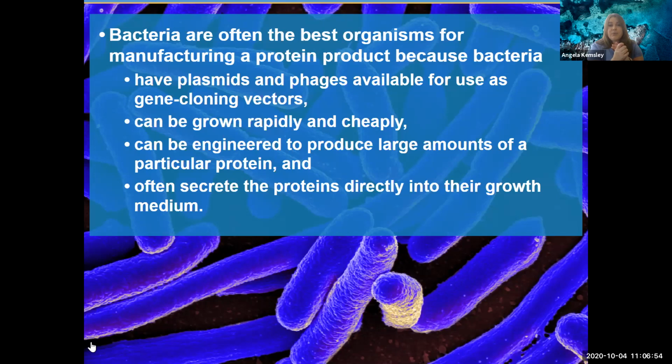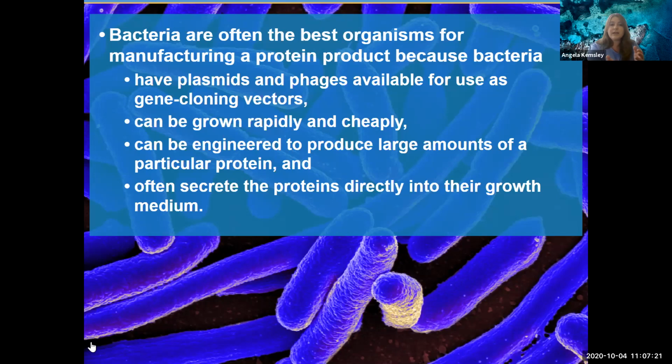It can be done pretty quickly and fairly cheaply. We can engineer them to produce large amounts of a particular protein. Bacteria are pretty good at reproducing, and they often secrete that protein directly into their growth medium, directly where they grow, which makes it fairly easy for us to harvest the proteins that are being made. So bacteria are some of the cheapest, easiest, and fastest ways for us to manufacture proteins.